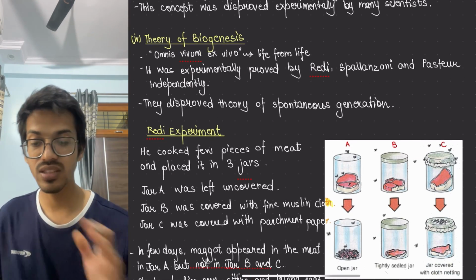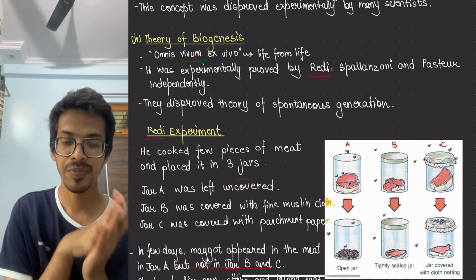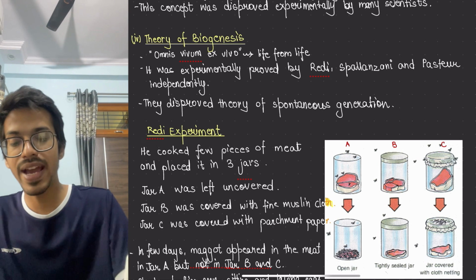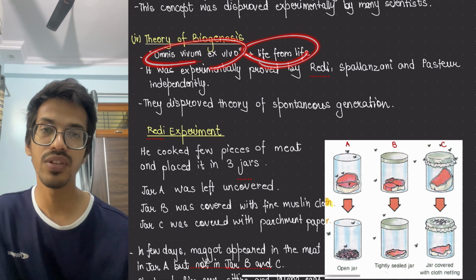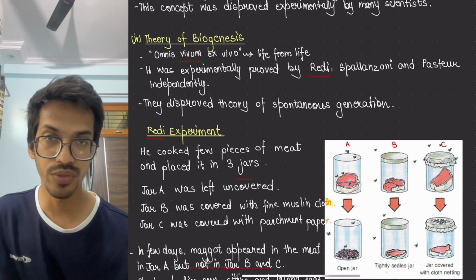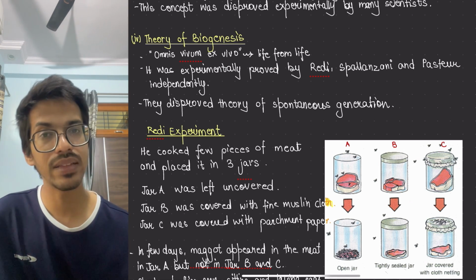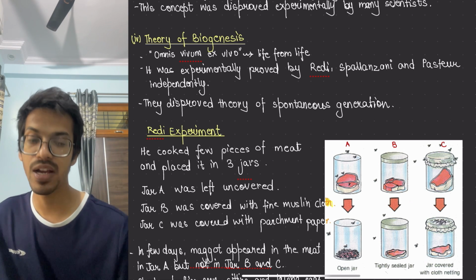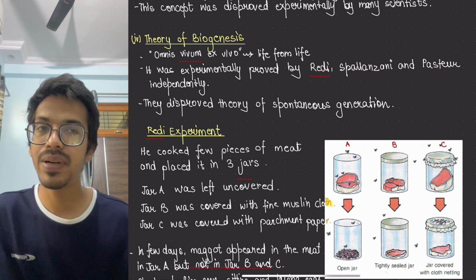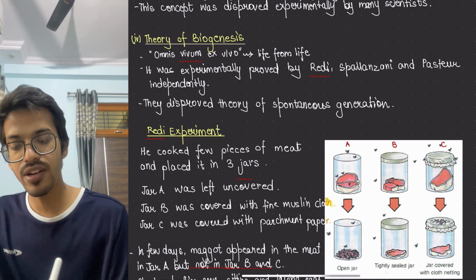The first thing is the theory of biogenesis. The theory of biogenesis says that life comes from pre-existing life: omne vivum ex vivo. The abiogenesis theory was experimentally disproved by three different scientists, Pasteur, Spallanzani, and Redi, who each did it independently. First we will see the Redi experiment.